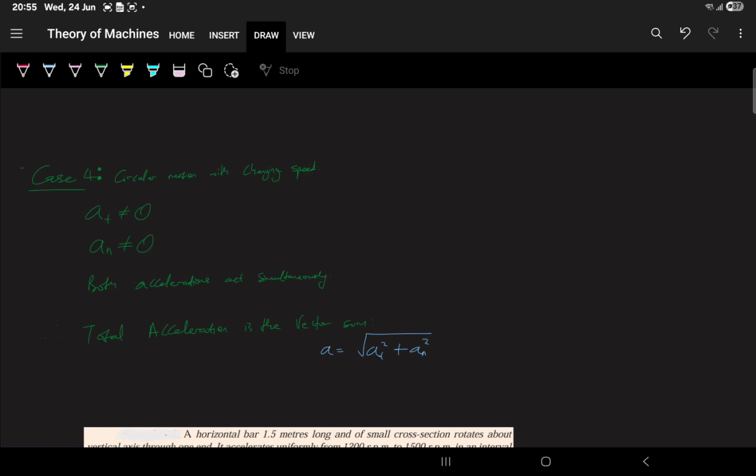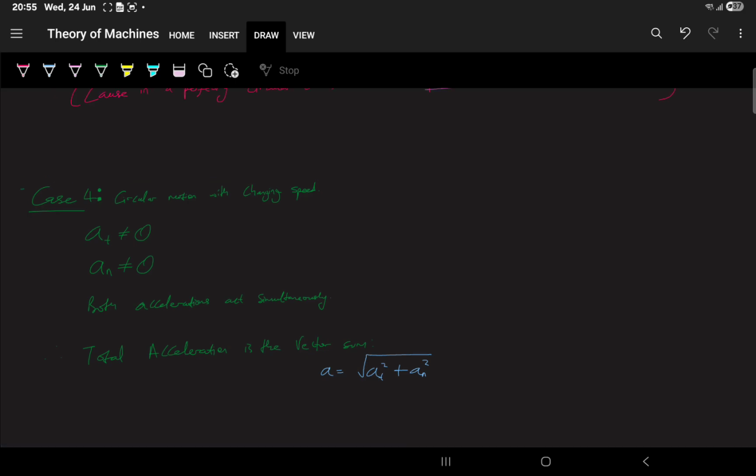Case 4, circular motion with changing speed. At will not be 0 because change in velocity is not 0. An will not be 0 because there's radius of curvature. Total acceleration, because we have both a normal acceleration and tangential acceleration, will be given by Pythagoras theorem, as we covered earlier, to be this. We've come to the end of this video.